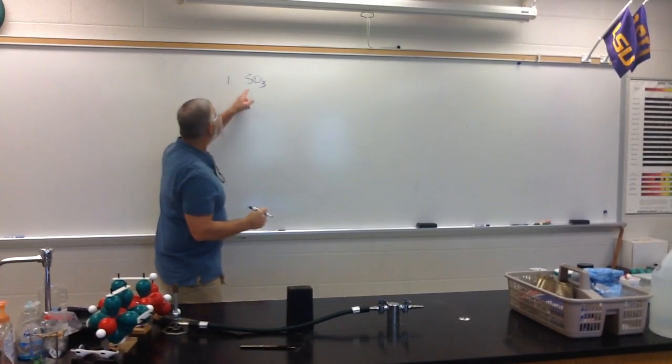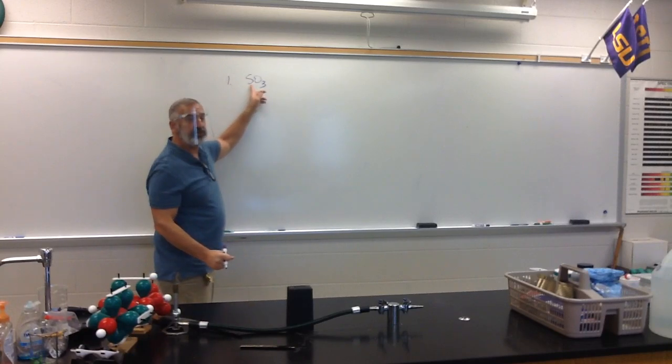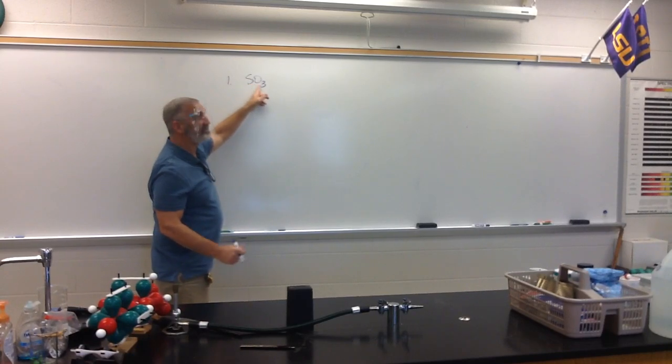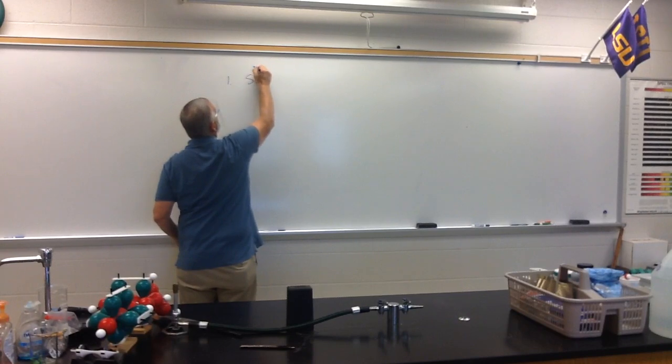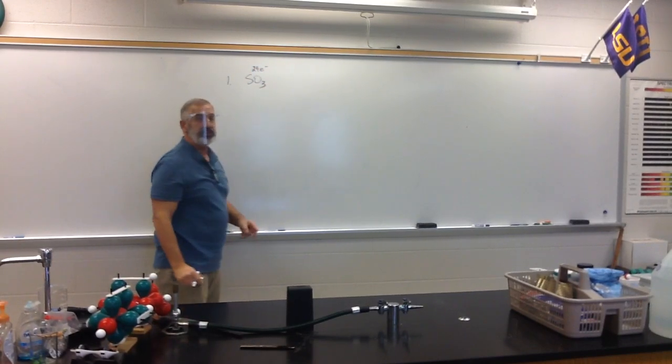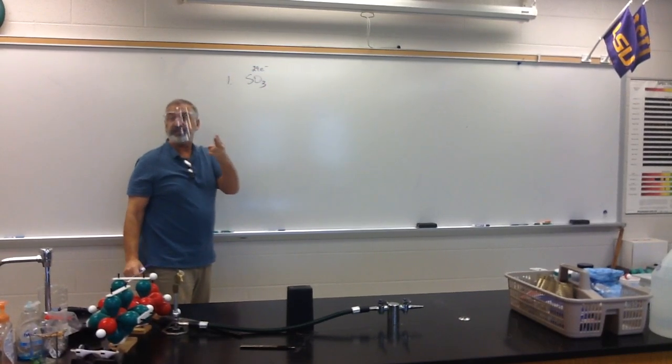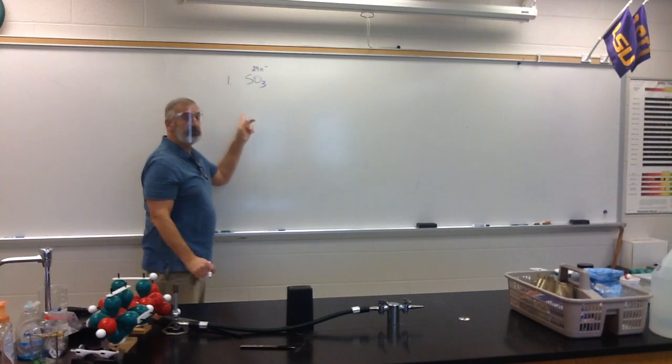The number of valence electrons. So sulfur and oxygen both in the same family, they each have 6. So 6 plus 18, we have 24 electrons. Okay? Step 2, just connect everything with single bonds.